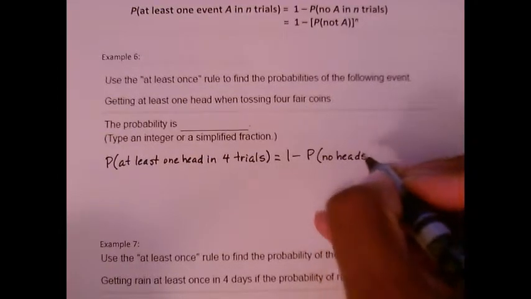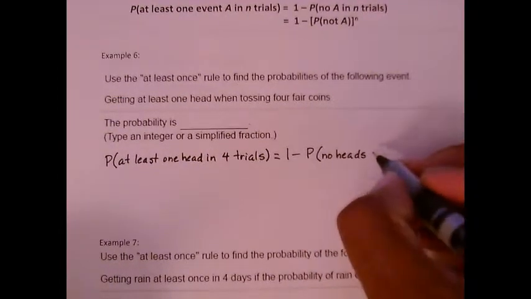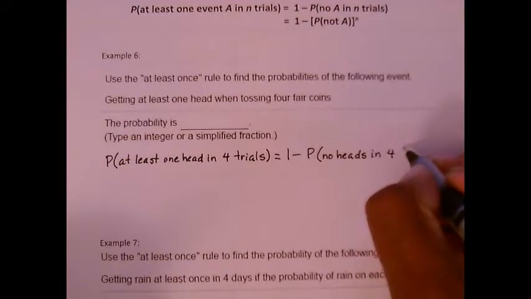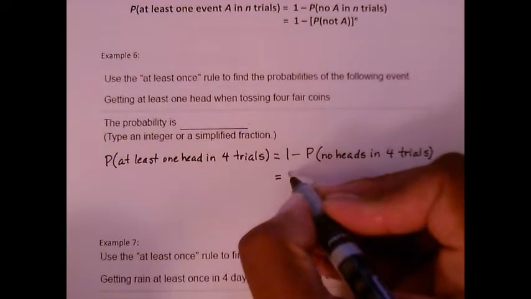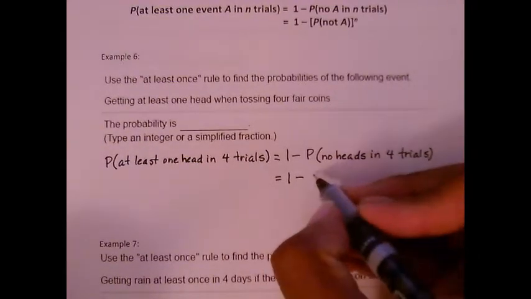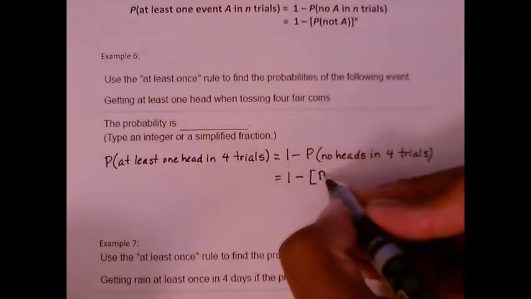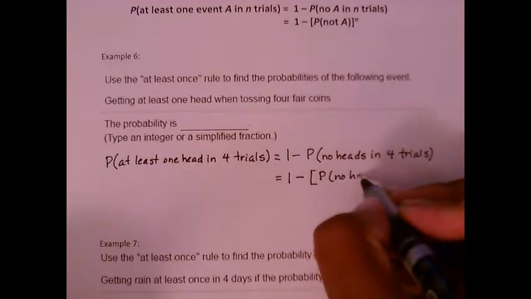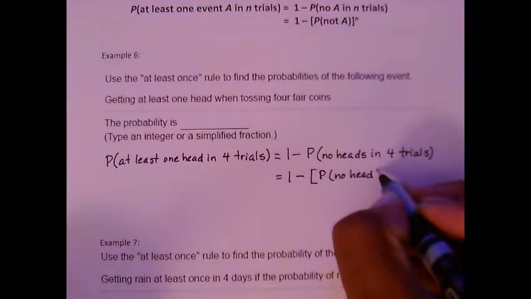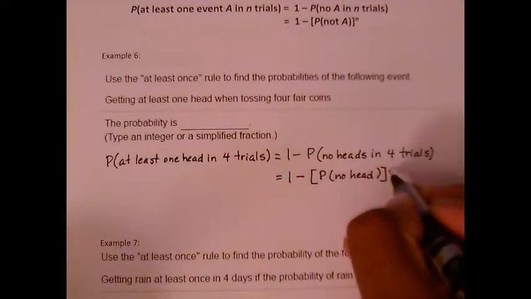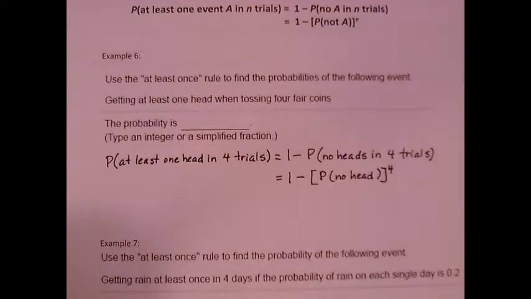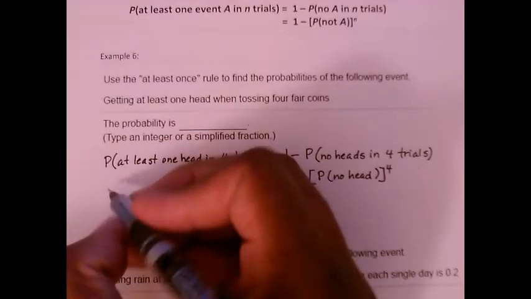getting no heads in 4 trials. And that would be like saying 1 minus, and in this case, the probability of not getting a head. And that value is going to be raised to the n, which is the number of trials, and in this case, it's going to be raised to the 4th power. Okay, now let's think about this for a moment.